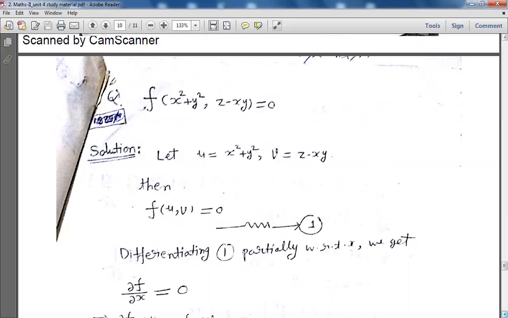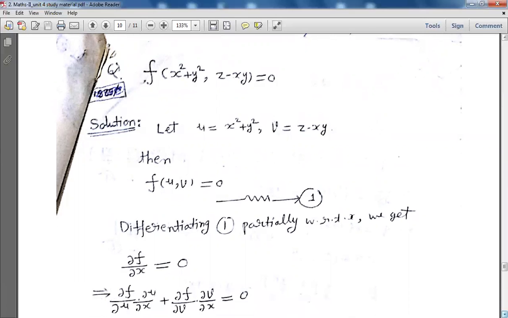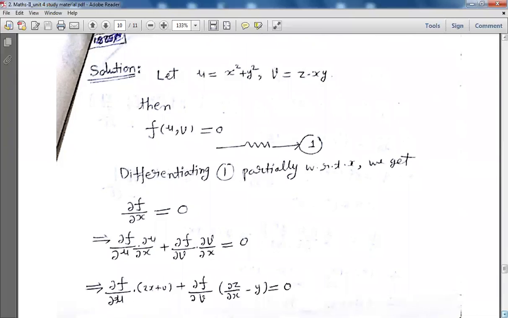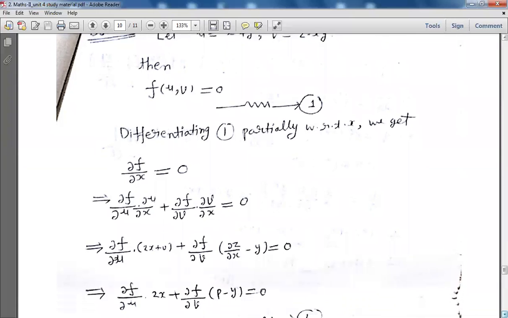Then the result is f(u, v) = 0. This is the first relation. So f is a function of u and v, and u and v are functions of three variables x, y, z. So these are parametric equations. We first differentiate 1 partially with respect to x.